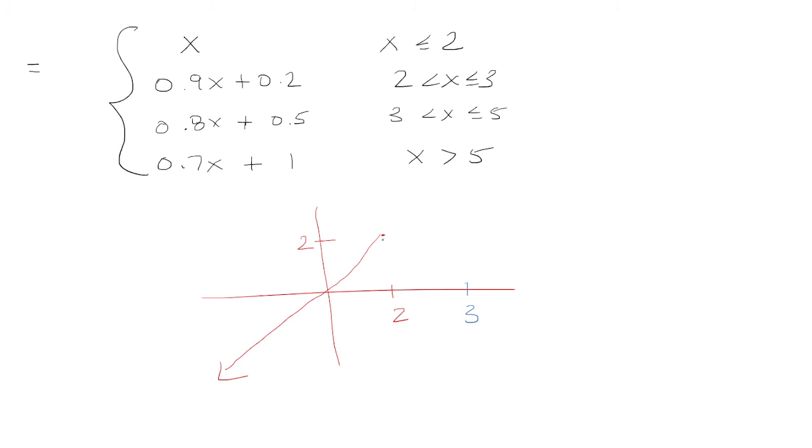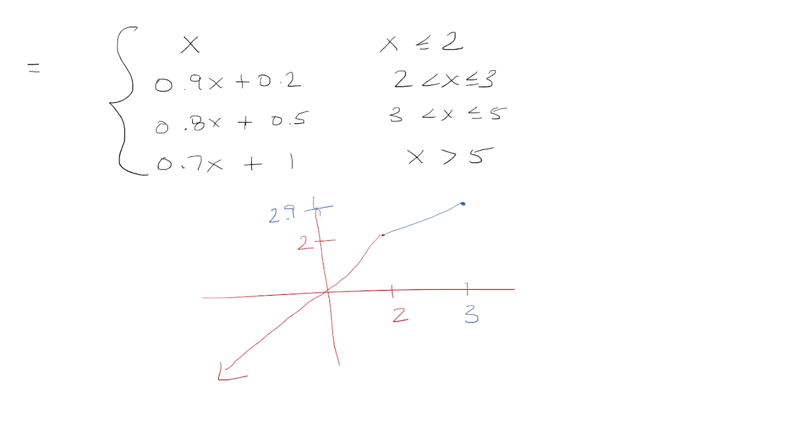So it is connected at that same point, has the same value, and then it's going to have a slightly different slope rather. So something like that. And if I plug in x equals 3, I get 2.7 plus 0.2 is 2.9. Okay, next we jump into 0.8x plus 0.5. If I plug in x equals 3, I get 2.4 plus 0.5 is 2.9.